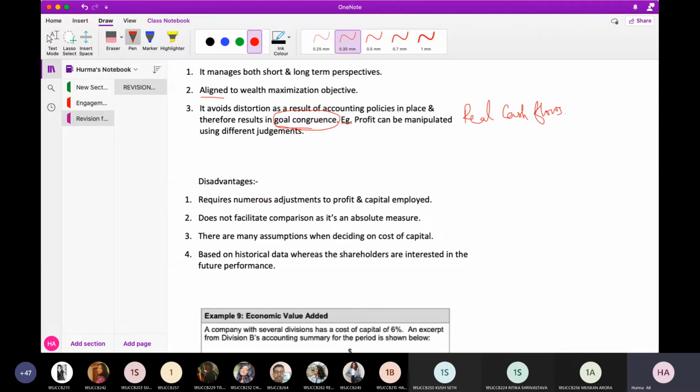Disadvantages: the calculation seems to be pretty complex, isn't it? And there are numerous adjustments that we have to learn.